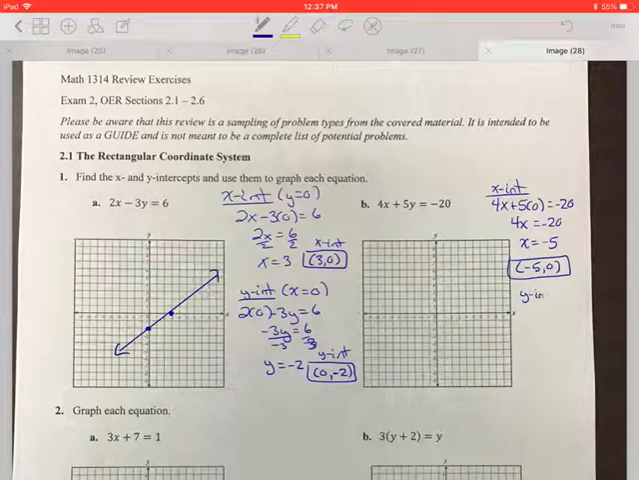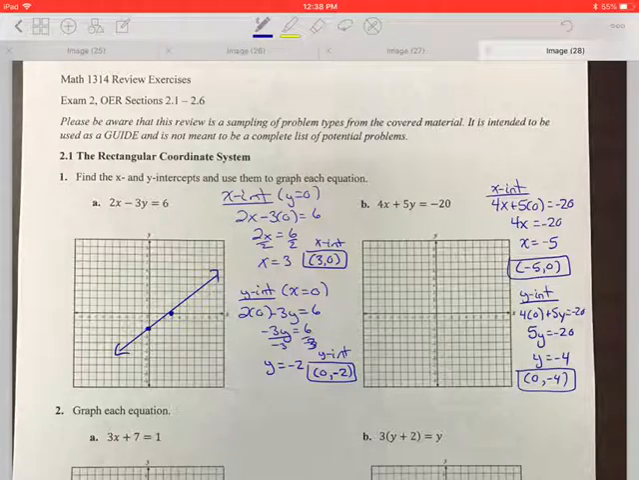Now remember, for the y-intercept, that occurs when x is 0. Oops, I did that wrong. Try that again. That should be 4 times 0 plus 5y equals negative 20. So I get 5y equals negative 20. Divide both sides by 5, and y comes out to be negative 4. So again, that's an ordered pair. The x was 0, the y is negative 4. So this will be my x-intercept up here and my y-intercept down here.